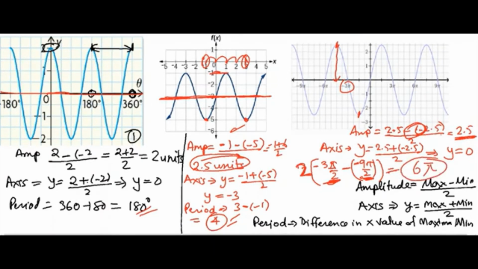We can see that. See, it's a sine graph. So it starts from here and finishes here. So you see, period is 6 pi. You can see it very clearly. But I took a difficult path to make sure that we understand how to find amplitude, axis, and period of a sinusoidal graph.